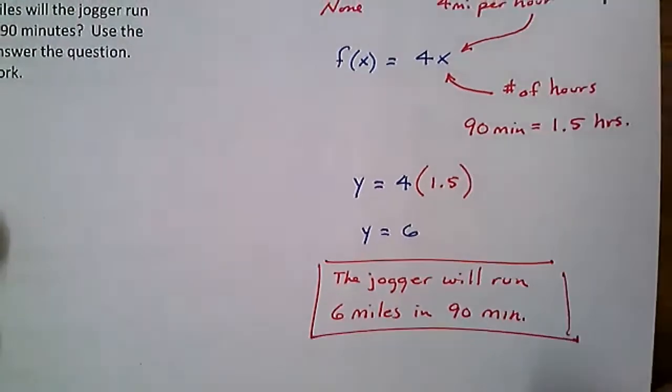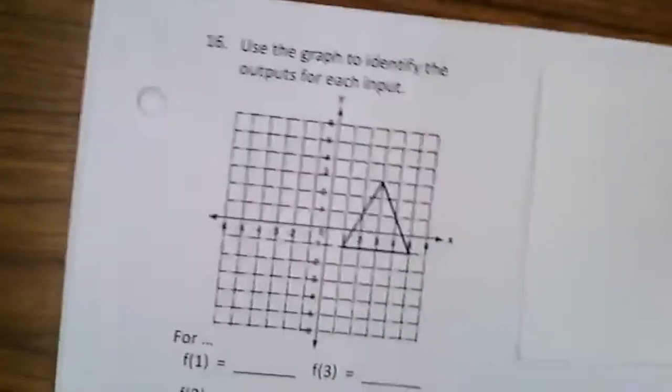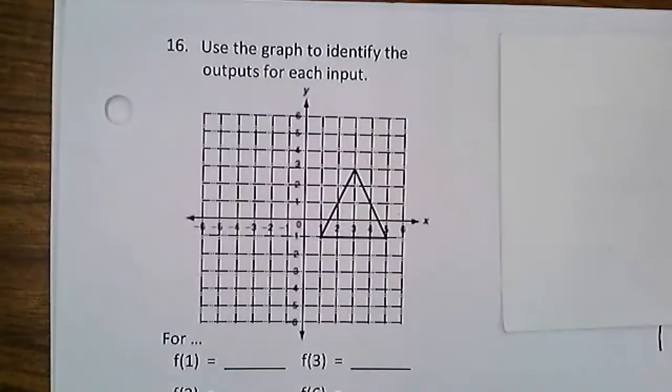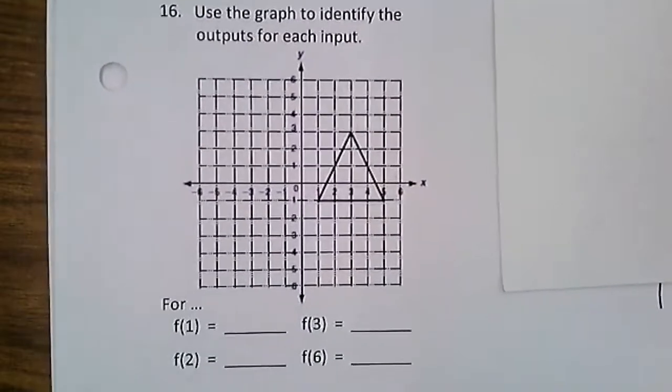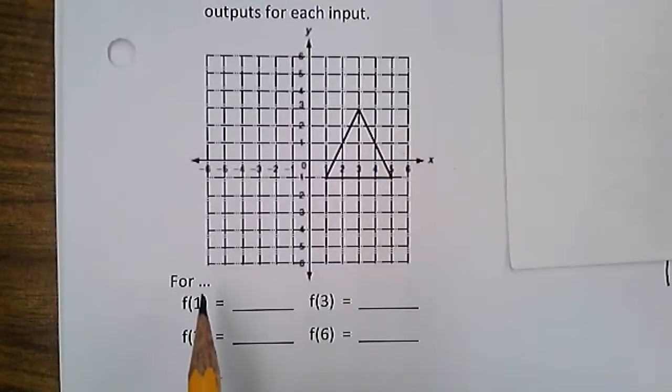All right, last 3 problems. Okay, so on this one, it says use the graph to identify the outputs for each input. So these are the x values, right? These are the x, so this is like f of x. If I put a 1 in, then I want to find out what my output is. If I put a 2 in, I want to find my output. If I put a 3 in, what's my output? And a 6 in, what's my output?